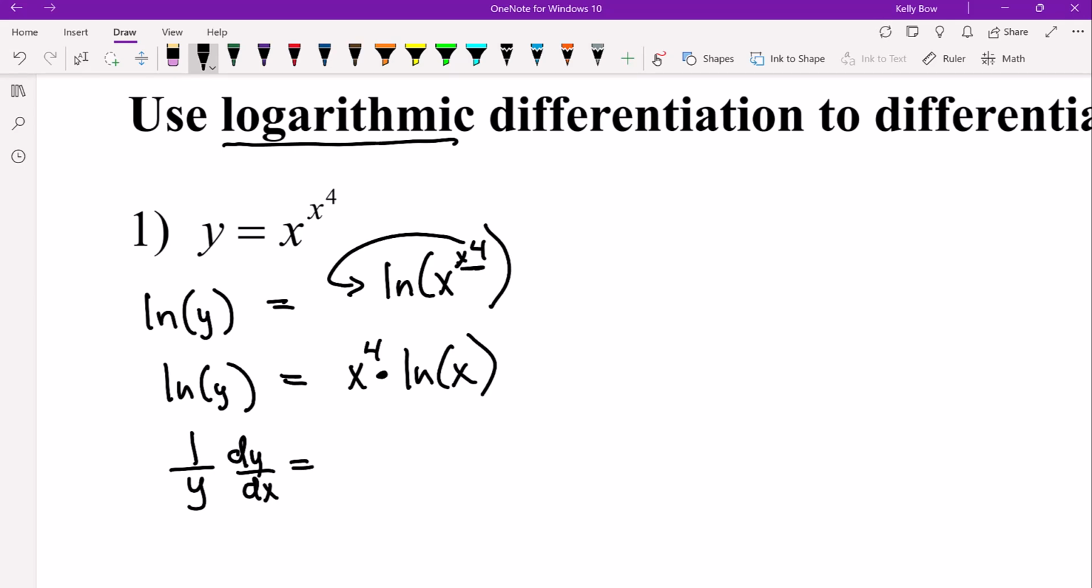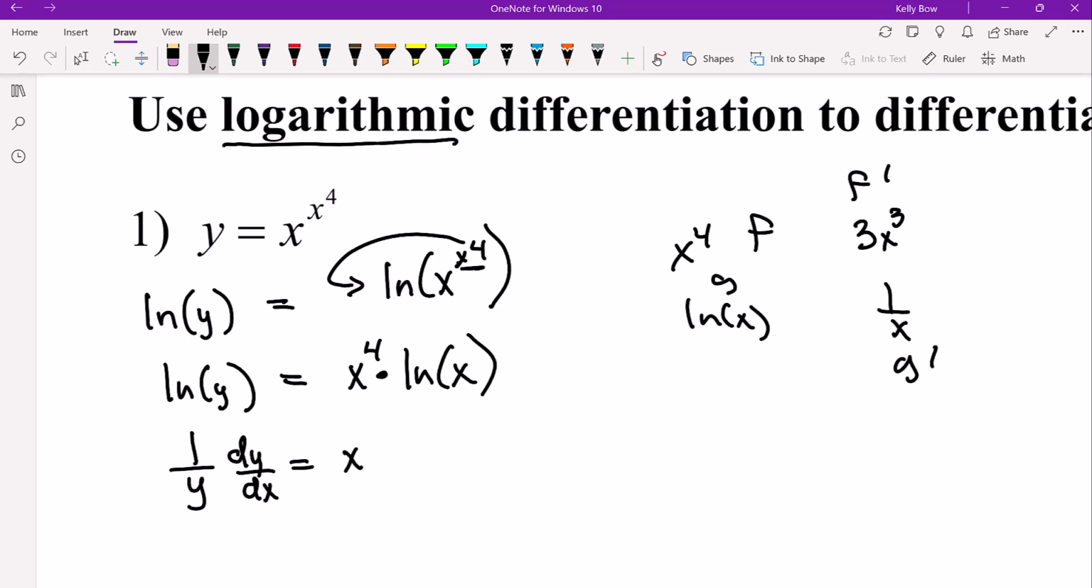All right. Now over here, we need to do the product rule. So x to the fourth is the f function. So 3x cubed is f prime. Ln of x is g. 1 over x is g prime. So it's x to the fourth times 1 over x, because the ln of e cancels, plus g, ln of x, times the derivative of x to the fourth.